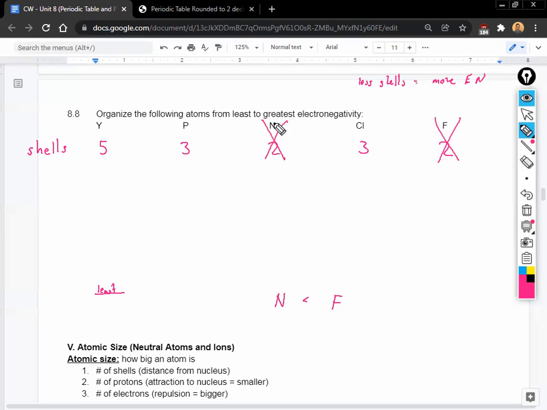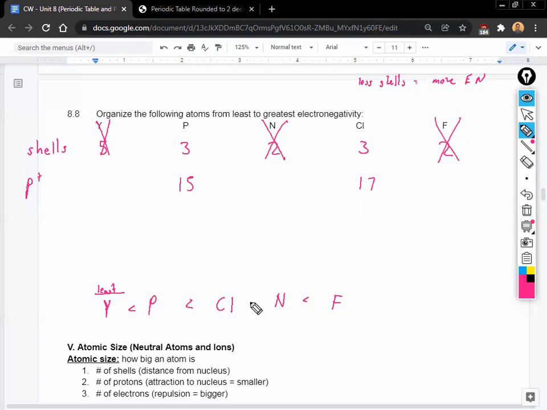Which one of these is the least electronegative? Yeah, Y. Okay, and that's because it has the highest number. Phosphorus and chlorine have the same number of shells, so we have to look at the protons. How many protons does phosphorus have? 15. And how many does chlorine have? 17. Okay, so which one of these is less electronegative? Phosphorus. Yeah, it's phosphorus. Dang, you guys are good at this now.